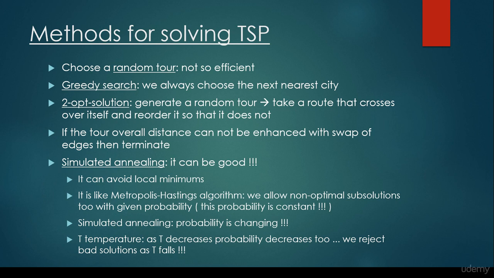For other algorithms, this probability is constant, but with simulated annealing, the probability is changing. At the beginning, we have a high temperature, we call this T parameter temperature, and as T decreases in the course of the algorithm, the probability decreases too. What probability? The probability that we allow non-optimal sub-solutions. So basically it means that we reject bad solutions as the temperature falls. And what's very counterintuitive is that this algorithm is going to work very, very fine.